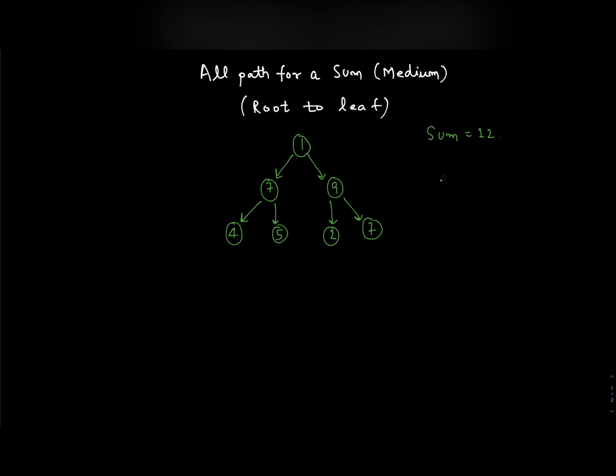So in this one, 1, 7 and 4 will give us 12. The sum of this gives us 12. Similarly 1, 9, 2 will give us 12. So now our answer is going to be an array of 1, 7, 4 and 1, 9, 2. So let's see how we can solve this question.